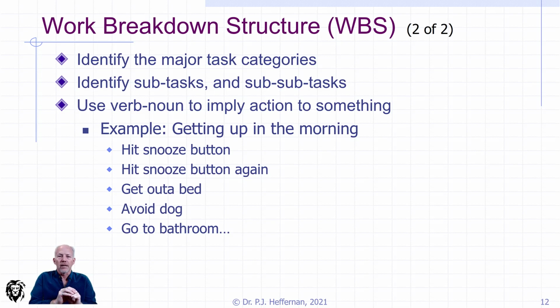We should be building something, digging something, painting something, programming something, coding something. At every step, once we get down to the actual activity tasks, we want to have some kind of active verb-noun combination. Lots of examples: getting up in the morning, hit the snooze button again, get out of bed, avoid the dog, go to the bathroom. Anyway, lots of silly things we can do to break down our activities into things that we actually have to do and can schedule.